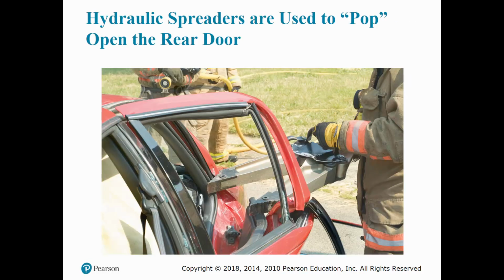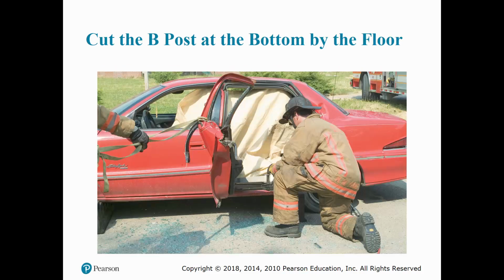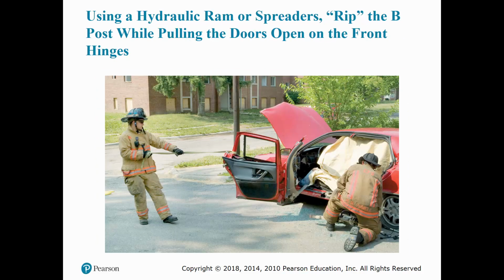Once you're ready, you'll use spreaders to pop the rear doors out. This gives you access to the B post, which is the post between the front and rear sections of the passenger compartment. The B post should be cut. A strap or rope should be attached to the rear door to prevent it from popping back at you. You'll then cut the B post at the bottom of the door. And using a hydraulic ram or spreaders, you'll rip the B post while pulling the doors open on the front hinges.